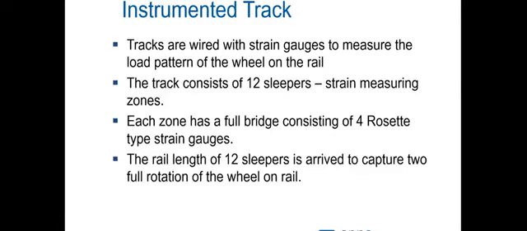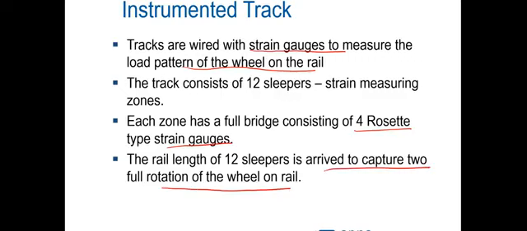The tracks are provided with strain gauges, as I just mentioned, to measure the load pattern on the wheel. The track consists of 12 sleepers, which are the strain measuring zones. And this is the type of strain gauges that we use. And this rail length of 12 sleepers, how do we arrive at it? The way we arrive at it is that we want to capture 2 full rotations of a wheel on the rail. It's only when we capture the full rotation that we would know that there is a flat.